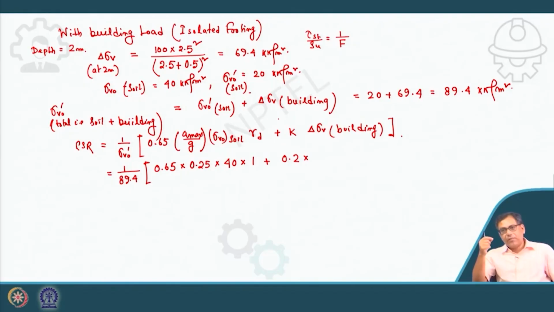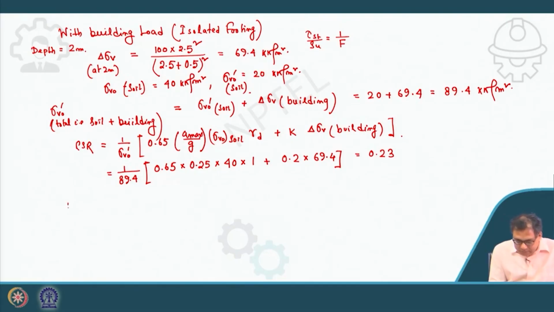This del sigma V will change with depth. At 1.5 meter it is 100 kPa, so at 2 meter it is 69.4 kPa. So it will change with depth and it will reduce as depth increases. So it is into 69.4, and the result is equal to 0.23.